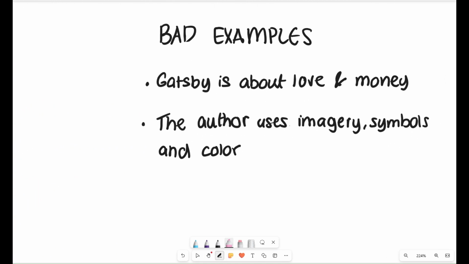Now here are some bad examples. Gatsby is about love and money. First of all, this is too vague.